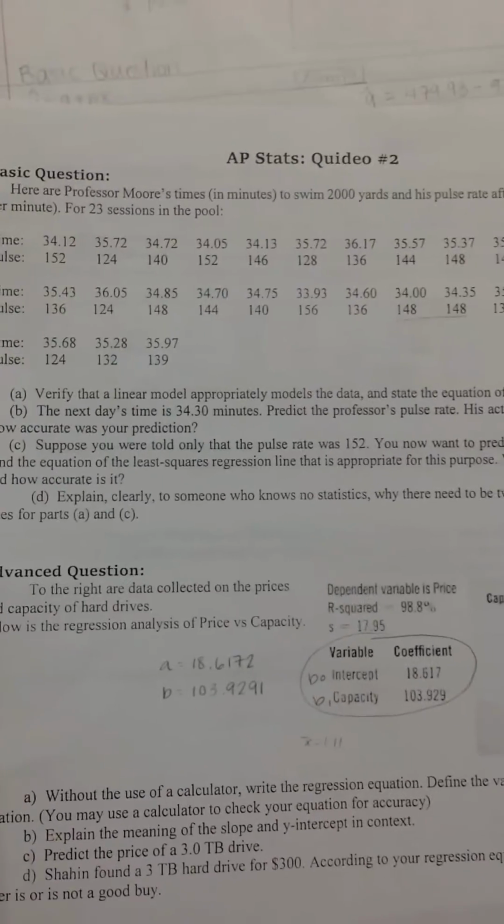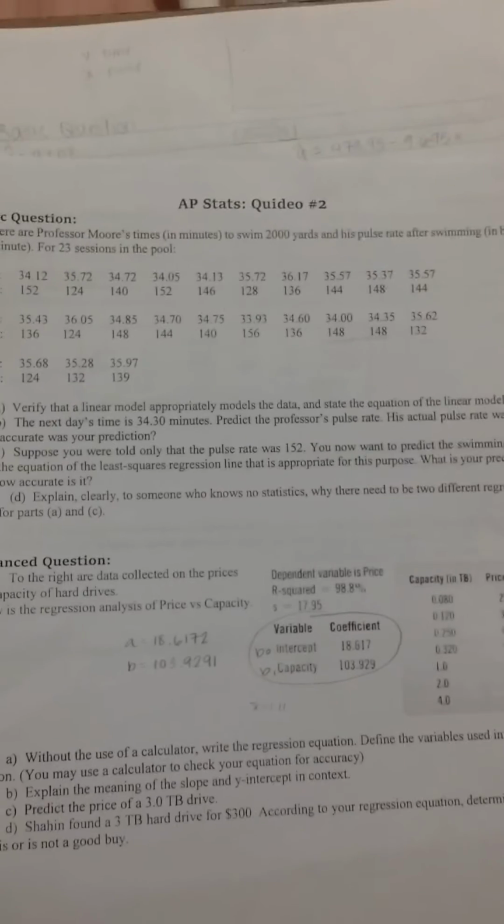D asks, explain clearly to someone who knows no statistics why there needs to be 2 different regression lines for parts A and C. Like I said, the LSRL is based on which variable is the explained variable.